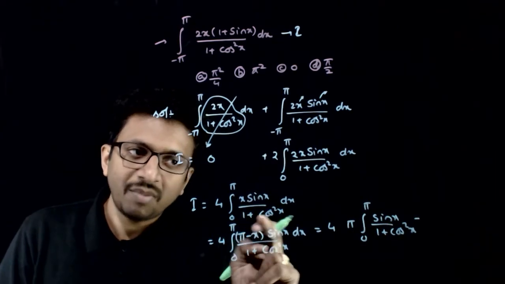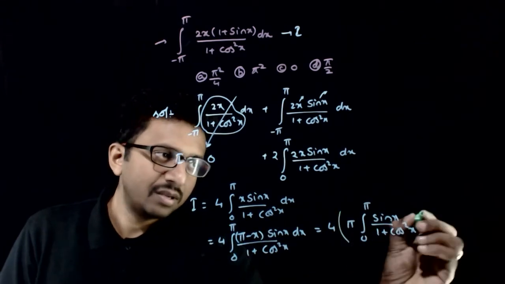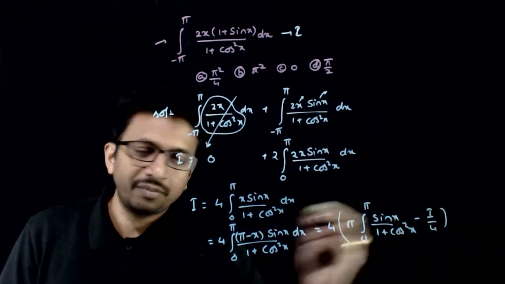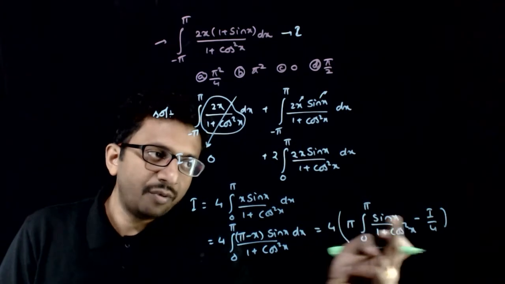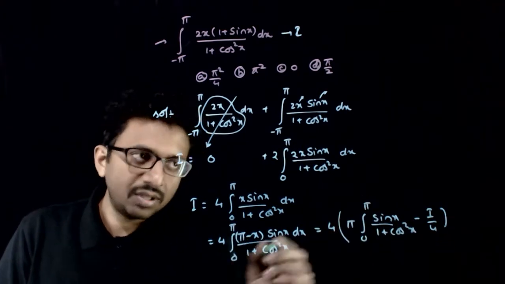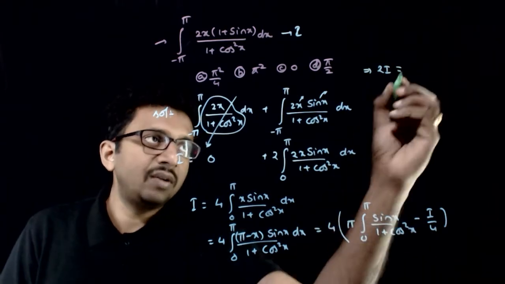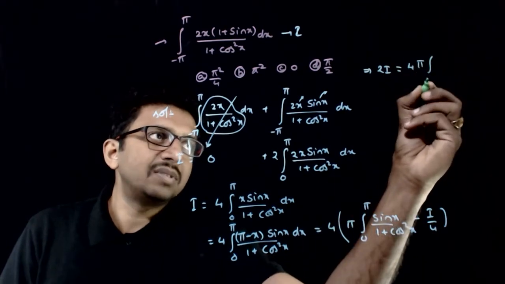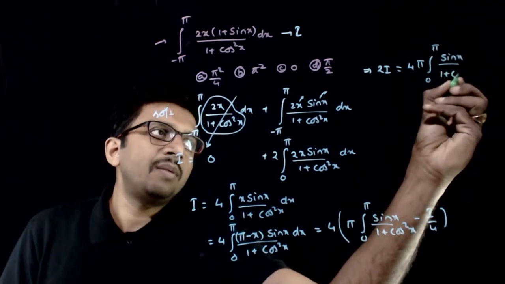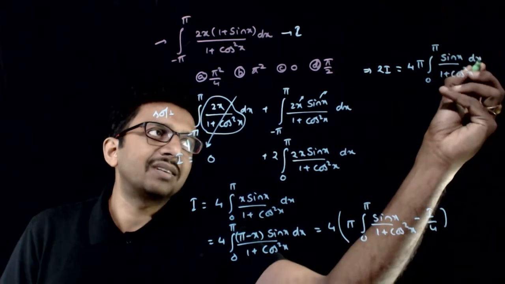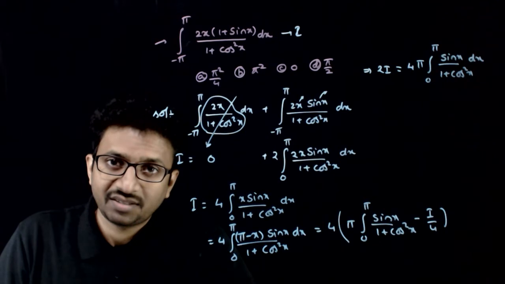X sin x by 1 plus cos square x is nothing but I by 4. So I is equal to 4 times this minus I by 4. So 4 into minus I by 4 is I. So this implies 2I is equal to 4 pi times integral 0 to pi of sin x by 1 plus cos square x dx.